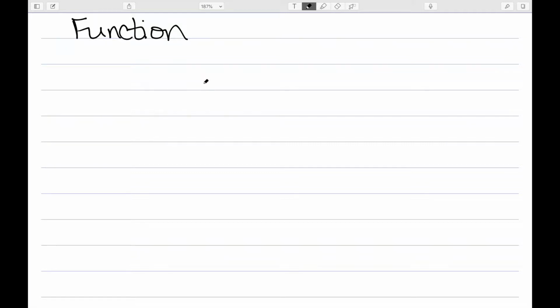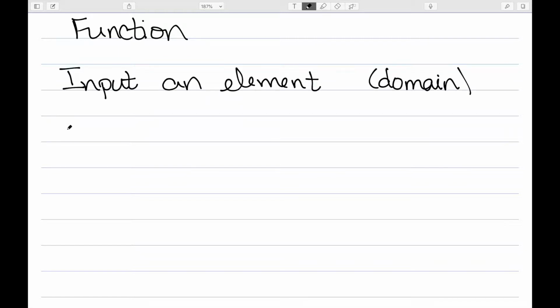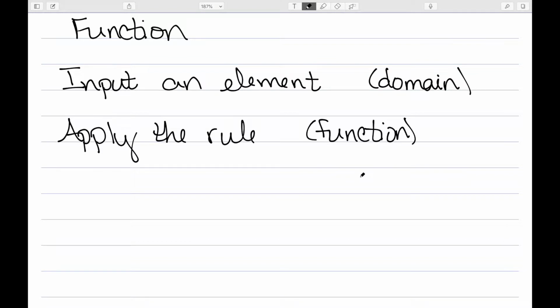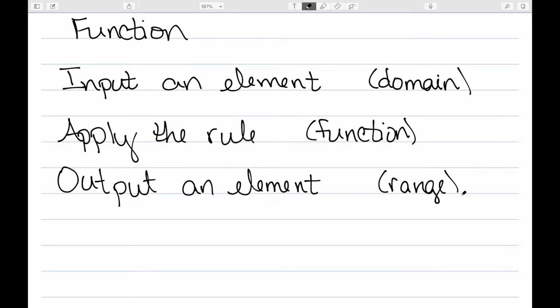In this video, I want to look at what a function is. For a function, I start by inputting an element, and we say these elements are from the domain. So these are the things we put into the function. We then apply some kind of rule, which is given to us by the function. And then once we apply that rule, we output an element in what is known as the range. So let's look at some different ways that functions can be represented.